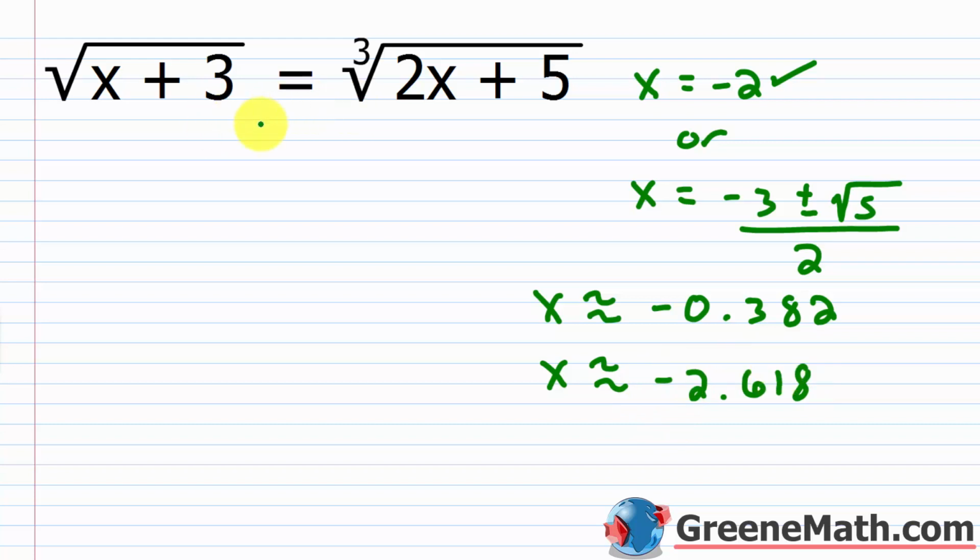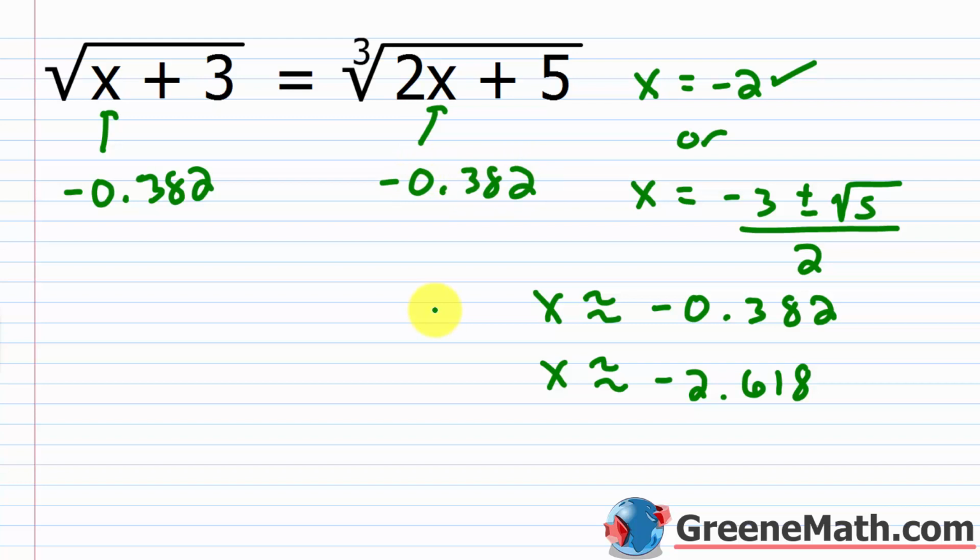You're going to see that they're very close to being equal if they work, and then they won't even be close at all if they don't work, okay? So let's go ahead and plug this in for x. So negative 0.382. Let's plug that in for x as well.